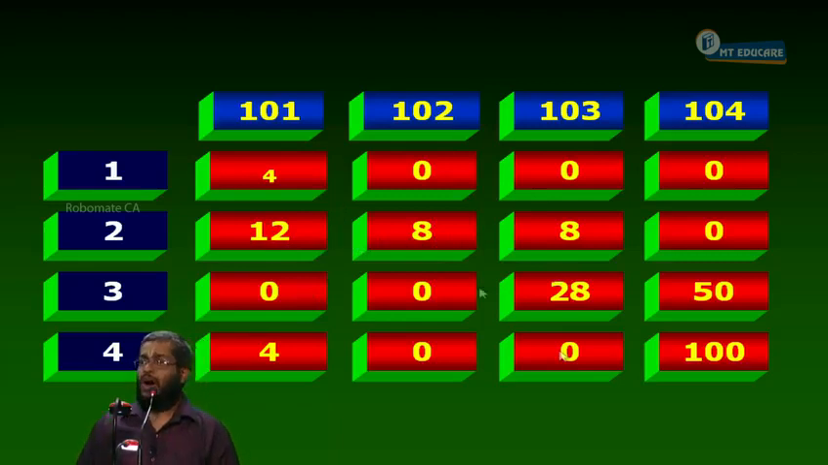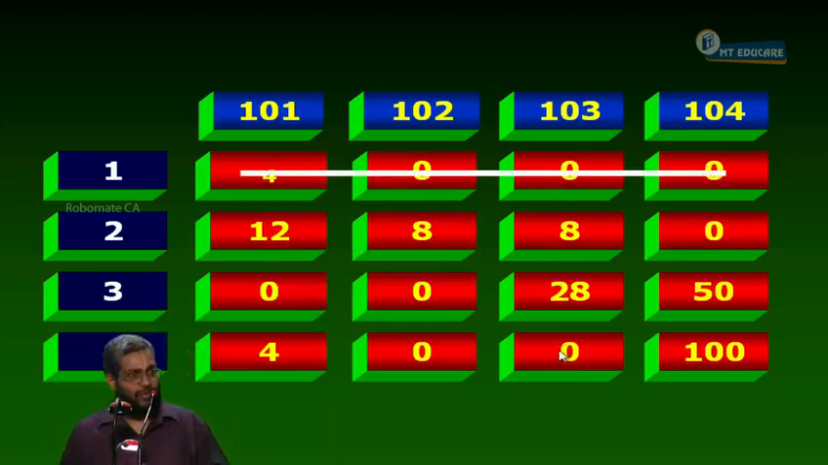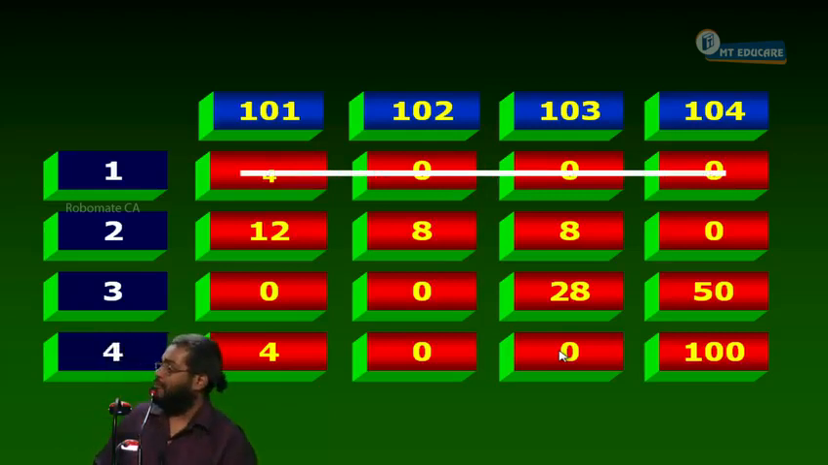You can either draw against a row or column. I went against a row. Nothing wrong if you go against a column also. I just went against a row. Is there any other row with 3 zeros? No. Any column with 3 zeros? No.